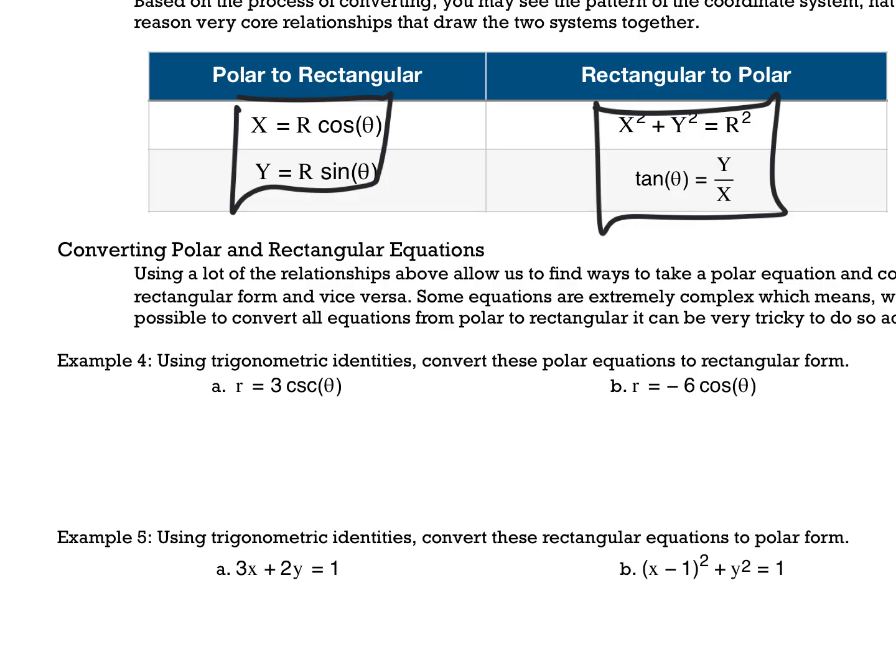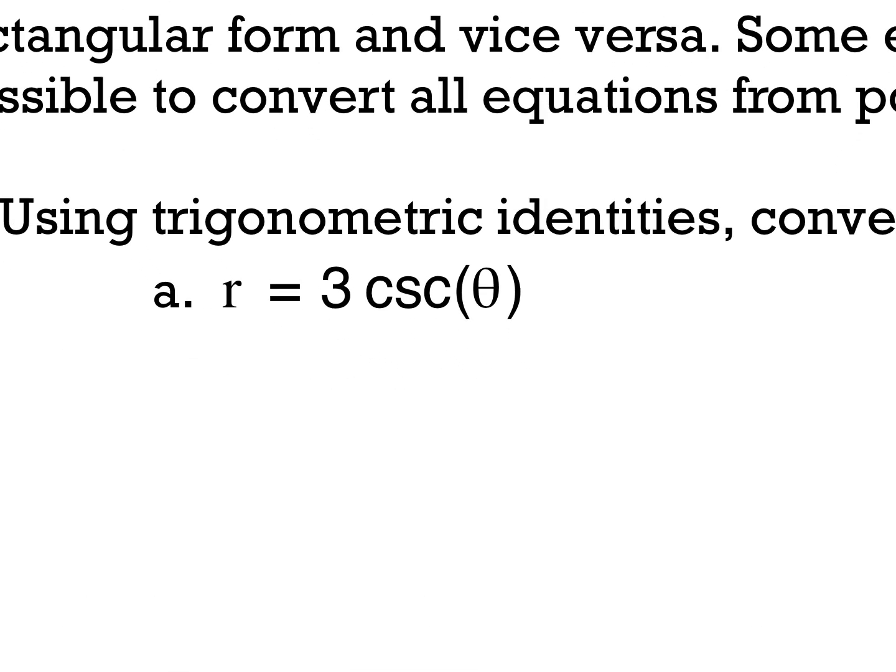So here's how we might want to approach this. Just like in the last chapter, these are essentially identities in that we always kind of want to see these show up because it actually lets us look at the graph. Same thing this way. So if I'm in a polar equation, I kind of want to look and see if I can make these types of things happen. So let's look at our first example, example 4. R equals 3 cosecant theta.